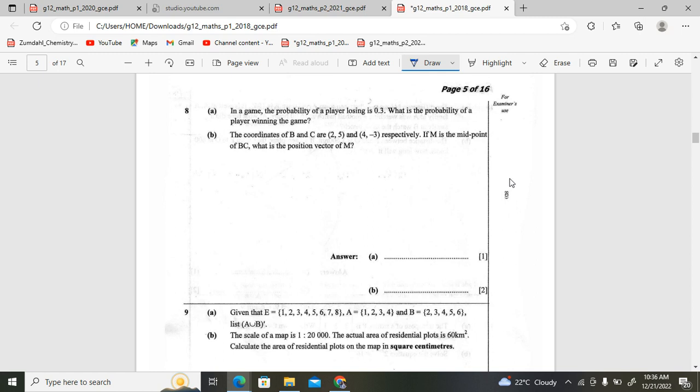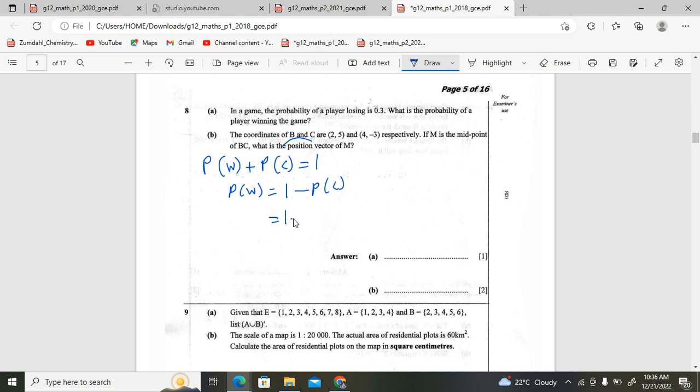Okay, the next one here. In a game, the probability of a player losing is 0.3. What is the probability of a player winning the game? Now, we need to know that the probability of winning plus the probability of losing is supposed to give us 1. So we've been given the probability of losing. Therefore, the probability of winning is going to be 1, we'll take the other side, minus the probability of losing.